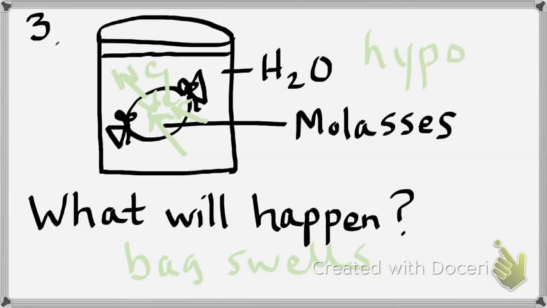This one's hypo because hypo makes cells swell. But this isn't a real cell. It's a pretend cell, but it would work the same way. So are we supposed to focus on which way the water molecules are moving, or which way the substance is moving? Well, we could talk about the molasses also.